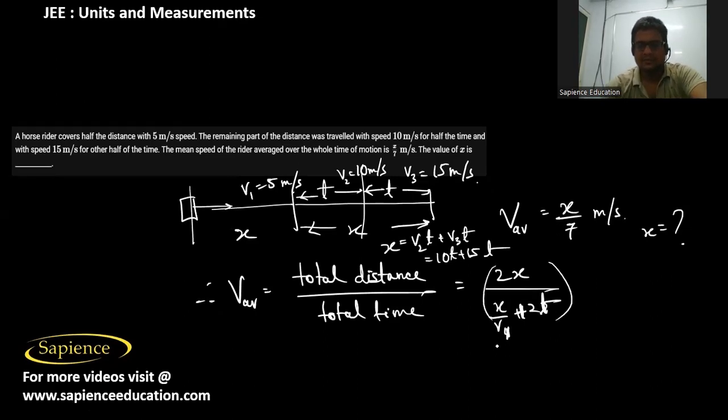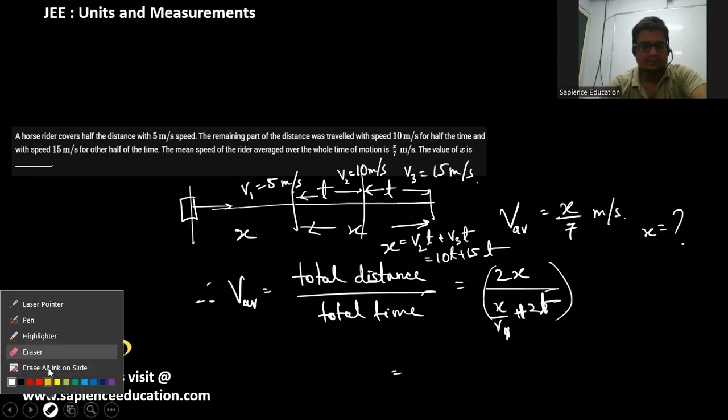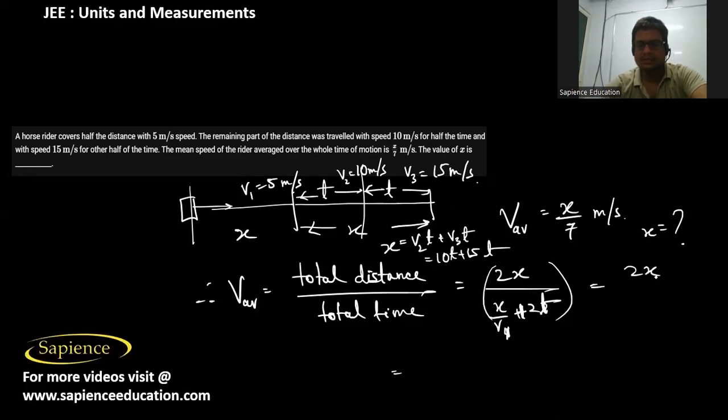Now, so this will be 2x. So x is equal to 15t, so I can say 2 into 15t. This will be equal to 2x divided by x by v1 plus 2t. So 25t is equal to x. So t will be equal to x by 25. So this is 2x by 25.